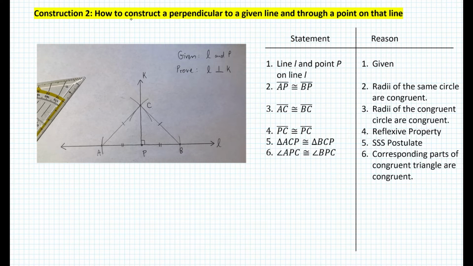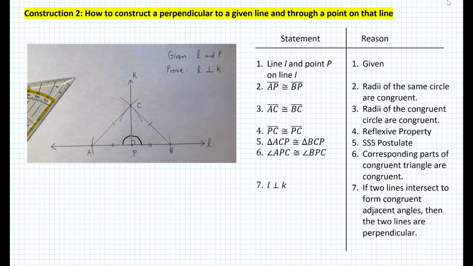Now, if we look in the diagram and we know that these two adjacent angles are congruent, right? They're congruent and adjacent. Therefore, they must be perpendicular. And there's a theorem that justifies that. So here in the statement reason table, for step number 7, we can finally say that line L must be perpendicular to line K, because if two lines intersect to form congruent adjacent angles, then the two lines are perpendicular. And that's basically the proof for the second construction.